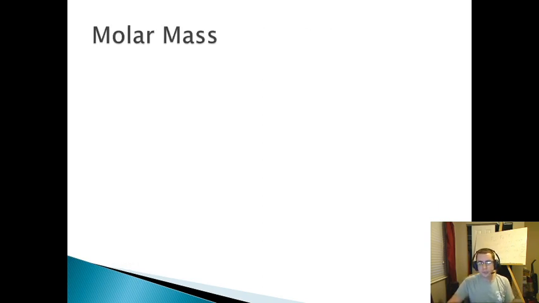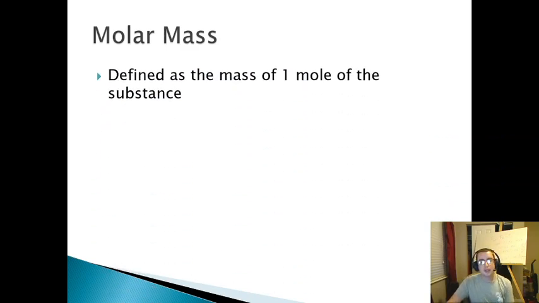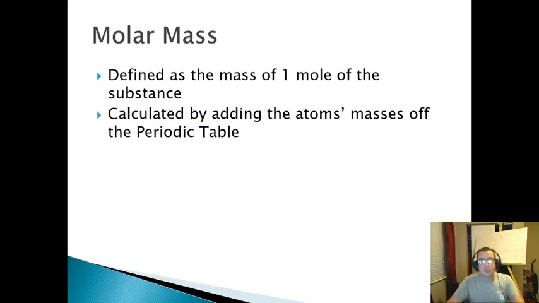Okay, so before we can start doing stuff with moles, we need to know about what's called molar mass. This is defined as the mass of 1 mole of the substance. So whatever substance we're looking at, if I have 1 mole of it, that's how much mass that substance would have. We calculate that by adding the atoms' masses off the periodic table. We use the atomic masses to figure that out. The atomic masses and molar masses are basically the same, and that's essentially how we came up with a mole, to basically make life a lot easier.